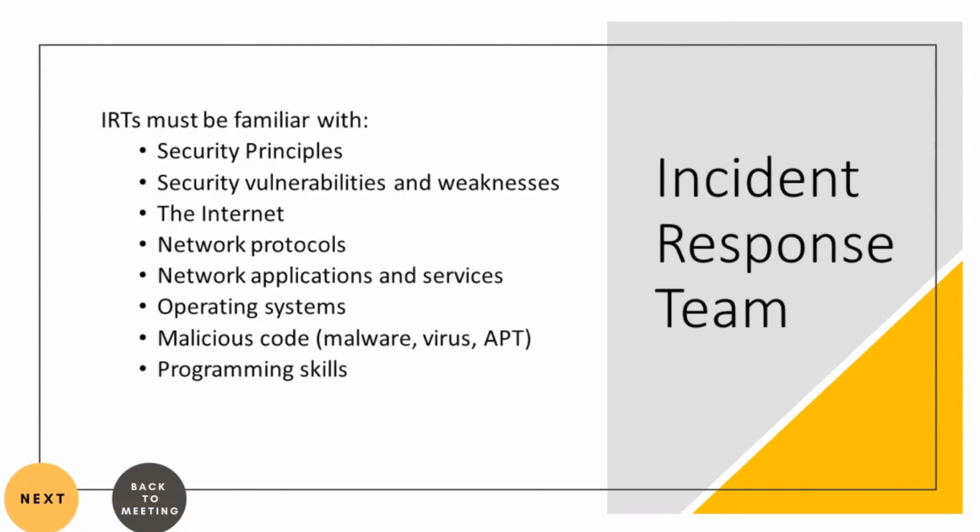So what should be some of the checkpoints to select any person for an IR team? If you want to select any outsider or insider for the IRT team, you should check whether they have an understanding of security principles. Do they understand security vulnerabilities and weaknesses? They must understand internet and network protocols. They should be aware of network applications and services, they must have operating systems knowledge, and they must understand malicious code, malware, viruses, APT, and they should also have programming skills. It is not important that each and every person should be competent in all of them, but we require one or two persons in each of these domains.